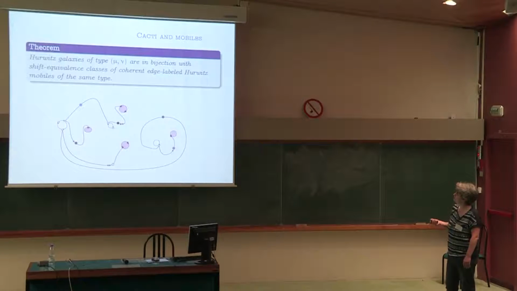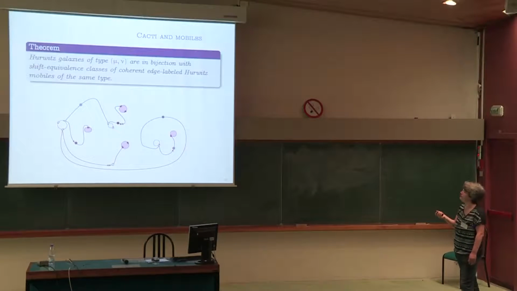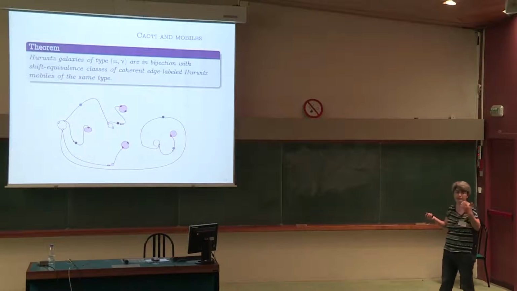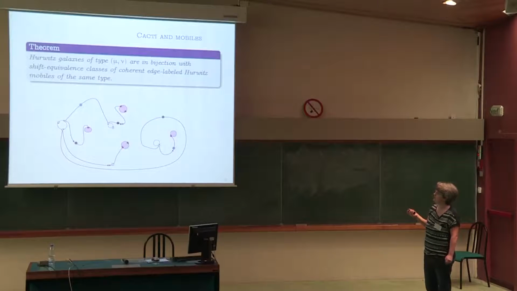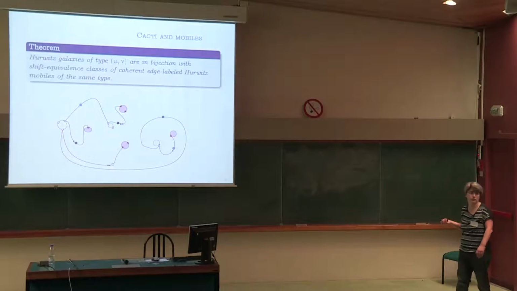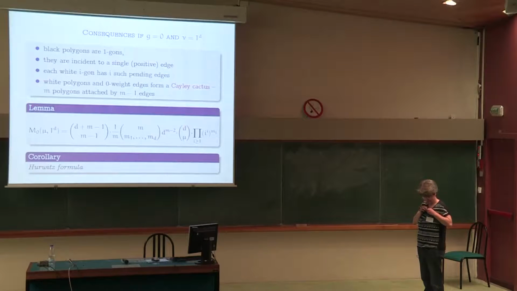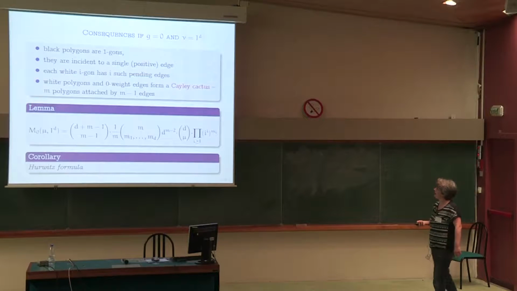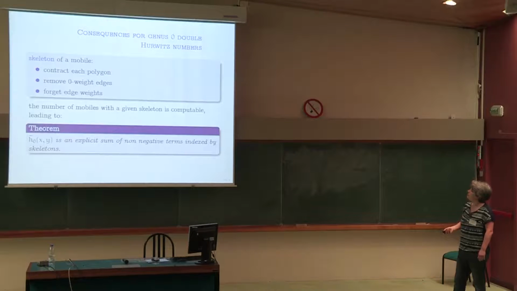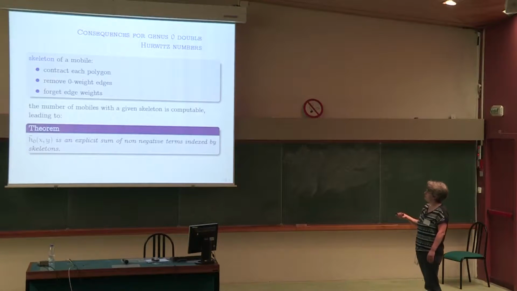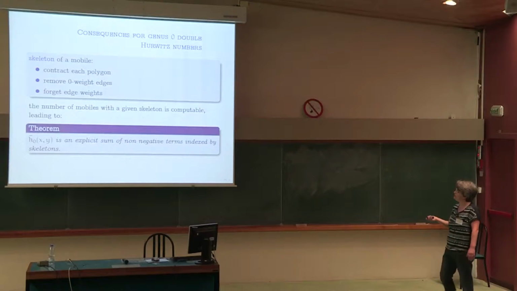But more generally, we have this theorem that says that Hurwitz galaxies of a given type are in bijection with not directly these mobiles, but some equivalence classes of these mobiles of the same type. And this is not only true for nu equal to the identity and g equal to zero, but it's true in general. We get actually some consequences. We can define the skeleton of a mobile by contracting many things. And actually, the number of mobiles and the description of mobiles that have a given skeleton can be described.